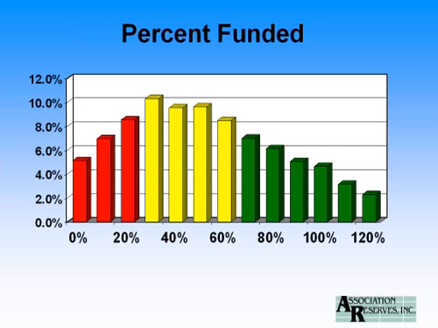Now, if you're wondering how your association might compare to others, here's the percent funded rating taken from about 10,000 of our clients. You can see that most associations are in the middle fair range, with plenty of others both in the red weak range and plenty in the green strong range. It's a mistake to think that all associations are in the weak range.